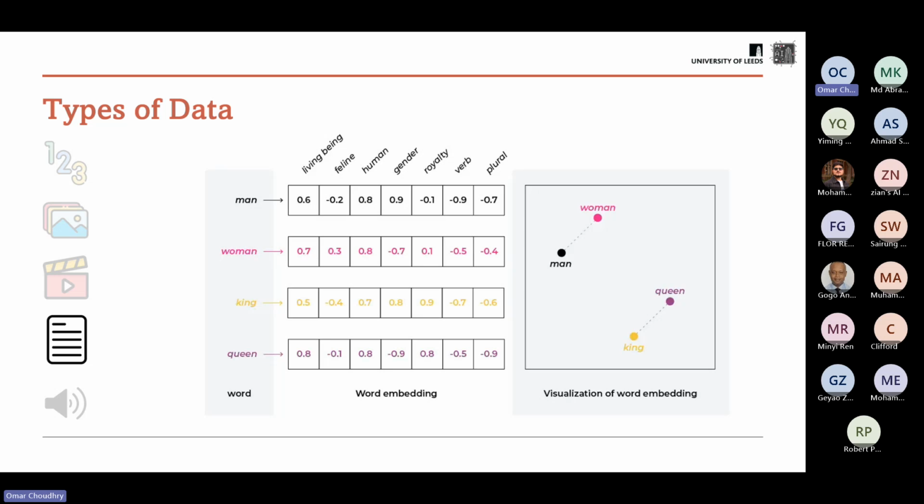As an example for queen, it says the plural is -0.9, which makes sense because queen is singular. Queens would be plural, so for that, maybe you'd have a full number 1. And these different words here are what we call word embeddings.